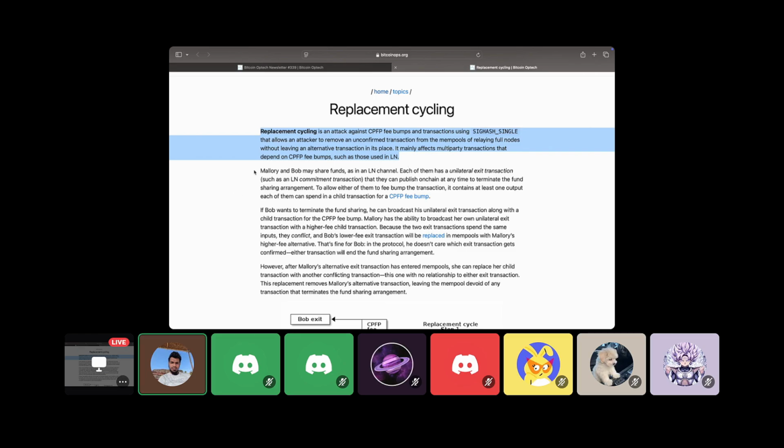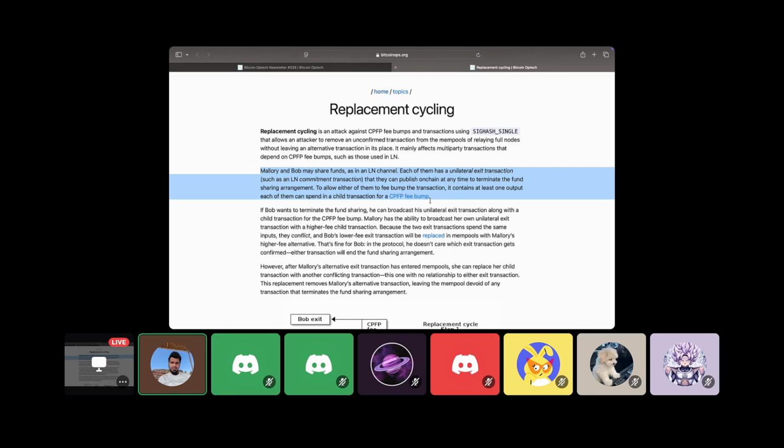Okay, so here's an example. Mallory and Bob may share funds as in an LN channel. LN channel is a Lightning channel, right? A Lightning channel is basically a layer 2 protocol for Bitcoin. It's a channel that is opened and closed by a multi-party contract, right?